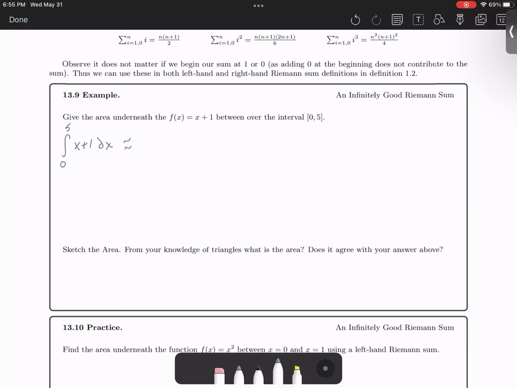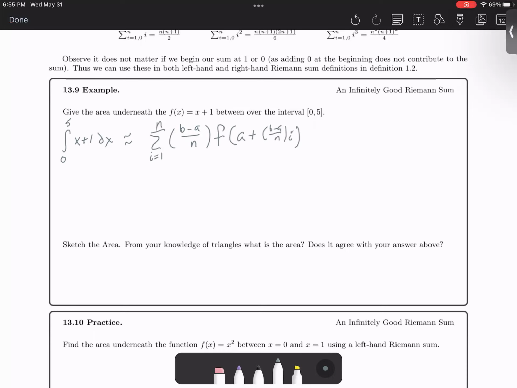It is going to be approximately equal to a Riemann sum, which is going to be the sum of a bunch of rectangles. Bases are going to be b minus a over n, and the heights of the rectangles are going to be given to me by my function at points, and at which points? A plus b minus a over n times i, where i is the rectangle that I'm on. Let's use a right-hand Riemann sum.